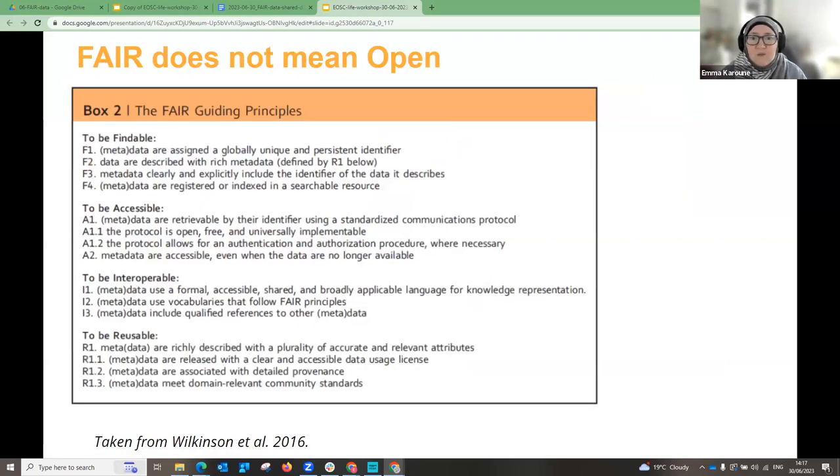So a common misconception about the FAIR principles is that the data has to be open. And this actually isn't the case. FAIR data does not mean data has to be open. FAIR data is about all the information about the data being openly available. So it's the metadata that does really have to be open. And this is in order to give researchers information about the data so that they can determine if they want to use the data and how it can be accessed and how they could actually reuse it.